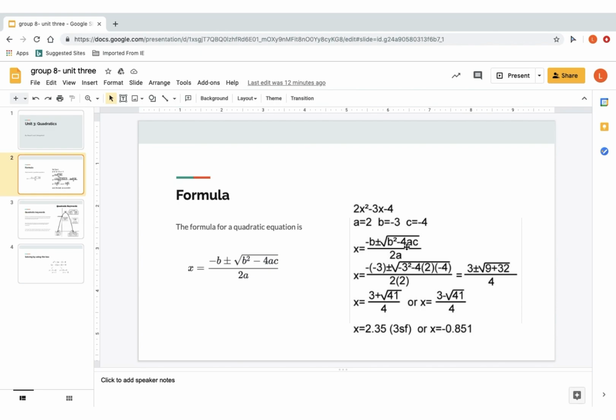Another mistake people make is here, the negative 4ac. You want to plug in your numbers there that correspond with its variable. And first you multiply these two numbers and then you solve with this number. For example, negative 4 times 2 is negative 8. And then you do negative 8 times negative 4, which is 32. And then you do whatever you have to do with this number here.